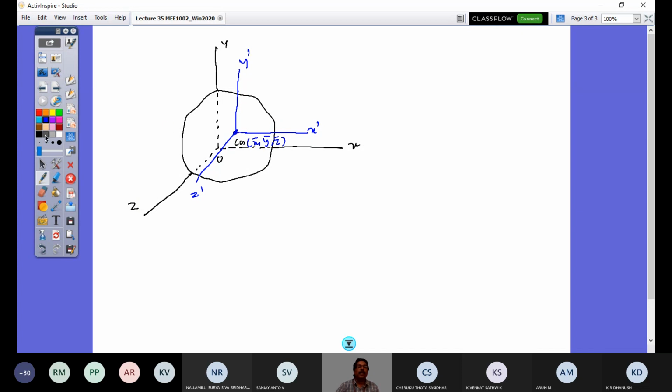Now let me consider an elemental mass dm somewhere on this rigid body, and its coordinates with respect to small x, small y, small z are x comma y comma z, where x is x bar plus x dash, y is y bar plus y dash, z is z bar plus z dash. Right? I can define it like this.